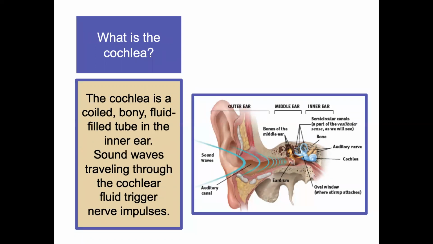So the cochlea is a coiled, bony, fluid-filled tube. So there's fluid inside of it, inside your inner ear. Sound waves travel through it, and the fluid triggers your nerve impulses. Super fascinating stuff there.